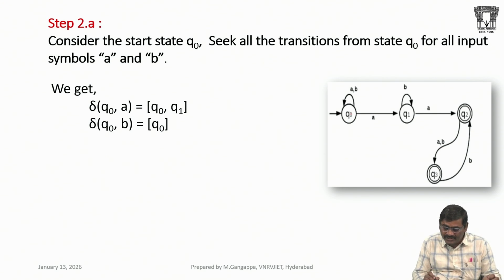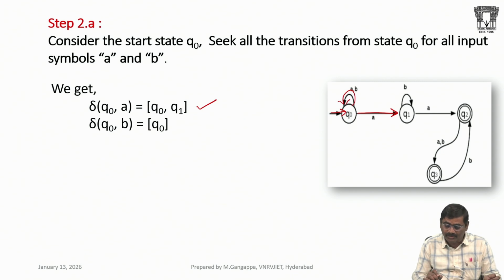Q0 on A goes to Q0, and Q0 on A also goes to Q1. There are two next states possible on the same input. This is the transition for the state Q0 and the input A. So this is one we have got.